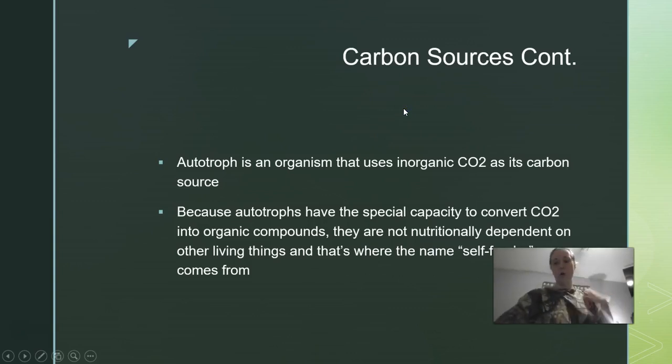All right, let's go on to the autotrophs. These microbes can make their own organic compounds from carbon dioxide or CO2. Like we just said, they can be photoautotrophs, using light energy, or chemoautotrophs using organic chemicals. They do have the special capacity to convert CO2 into organic compounds. And again, they are not nutritionally dependent on other living organisms, and that's where the name self-feeder comes from.